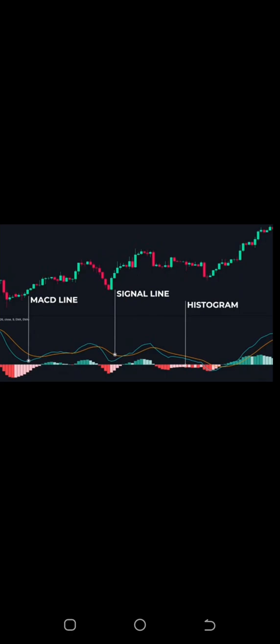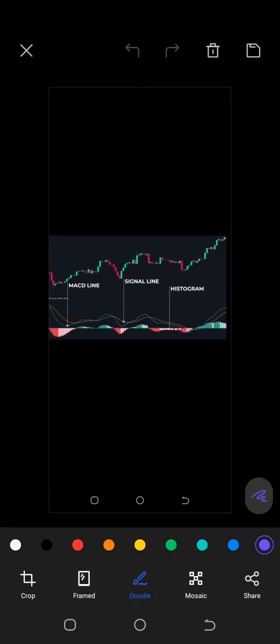So first of all, what is MACD? The MACD means moving average convergence divergence. MACD is the short form, so don't get confused. It is used to identify trends and the momentum of the price.